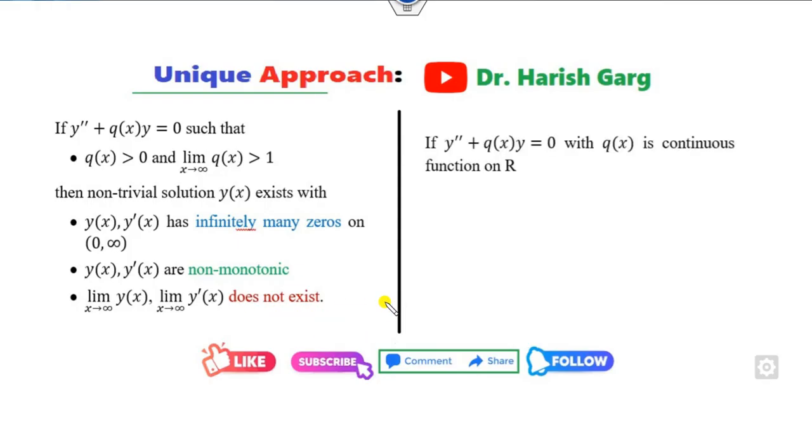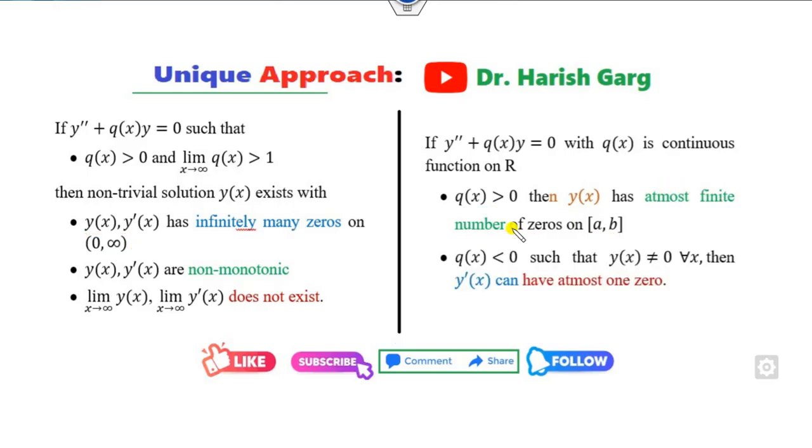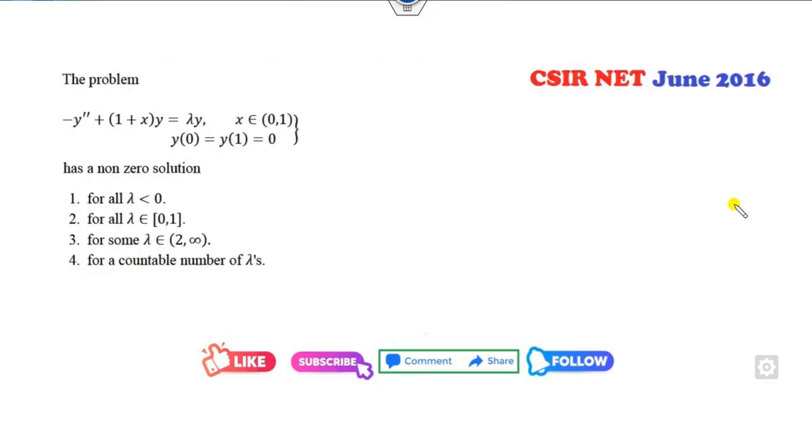Second remark, whenever you have proof that this coefficient q is a continuous function, then if q is positive, you have at most a finite number of zeros. Remember, they were talking about infinitely many zeros on the open interval, but now they are talking about the closed interval. Whenever you have the closed interval, then you have at most a finite number of zeros. On the other hand, whenever q is less than 0, then y dash has at most 1 zero. Remember, whenever less than 0, at most 1 zero, and in this case it is a finite number of zeros.